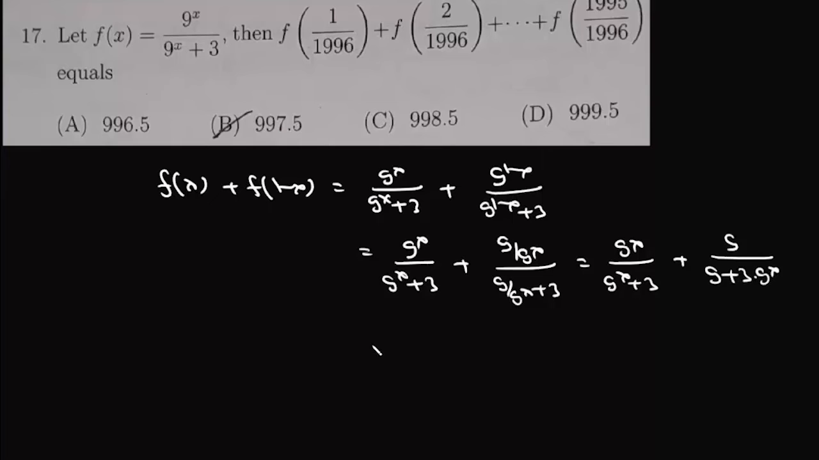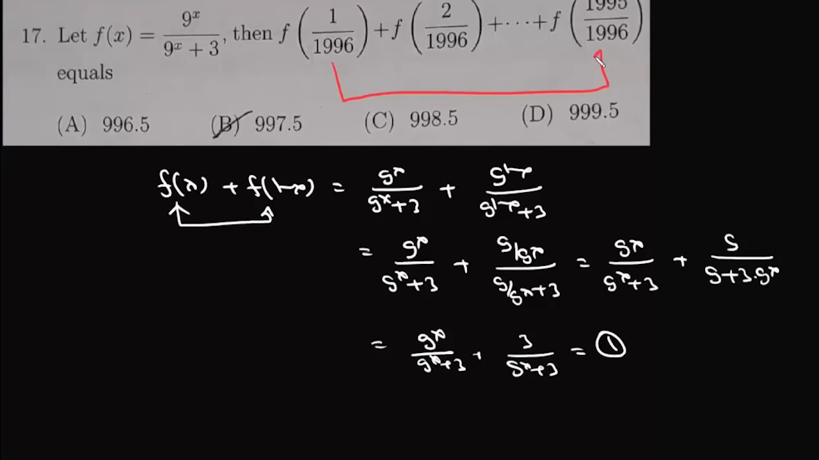Now we'll divide everything by 3. So now it will be 9 to the power x upon 9 to the power x plus 3, plus 3 upon 9 to the power x plus 3, and if we add them, it will be equal to 1. So that means the sum of f(x) and f(1 minus x) will be 1. Now if we take these pairs, the first one and the last one, we know that its sum is 1. In the same way, the second term and the second last term will also be 1. So each pair will result in the sum 1, but we have an odd number of elements.